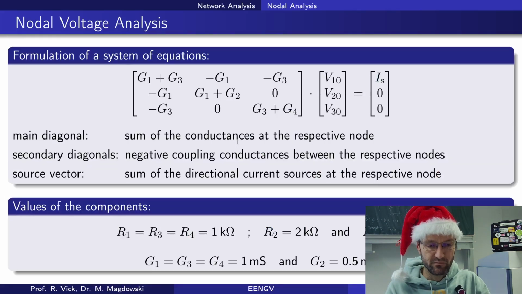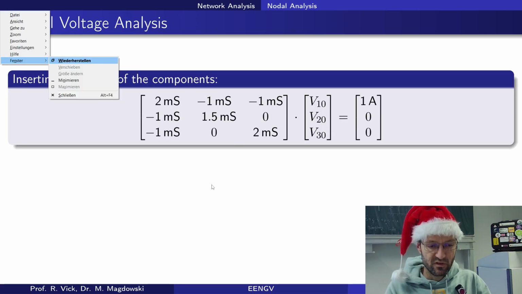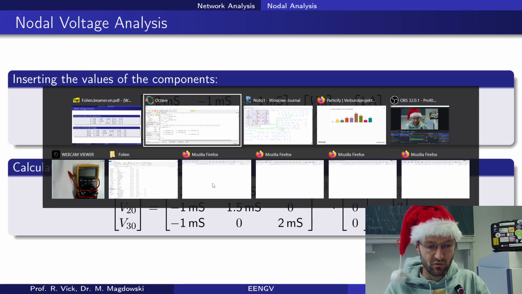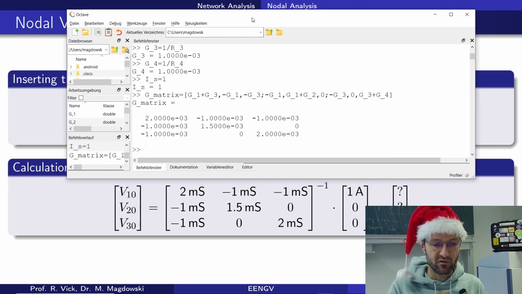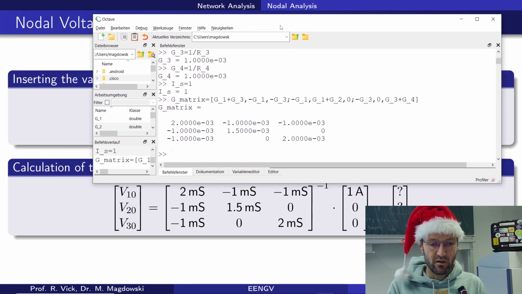And we can check that this is also what I have here on this slide. Yeah, if you compare the numbers, it should fit very well to what we have here. So 2, minus 1, minus 1, minus 1, 1.5, 0, minus 1, 0, 2 fits. Okay.